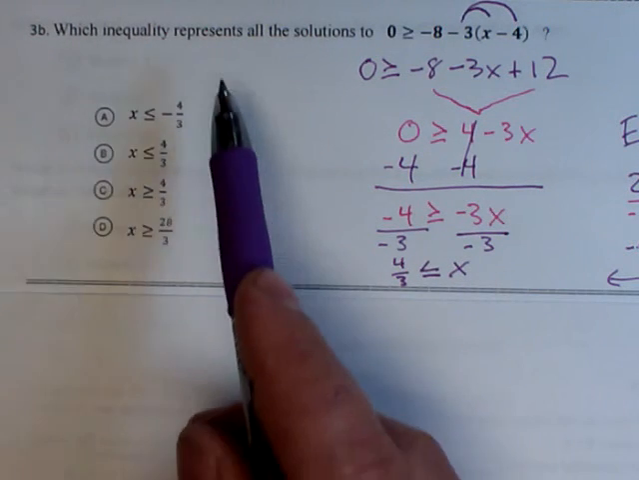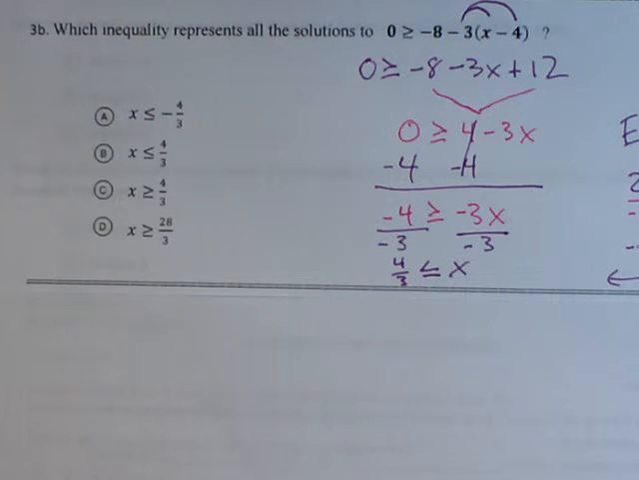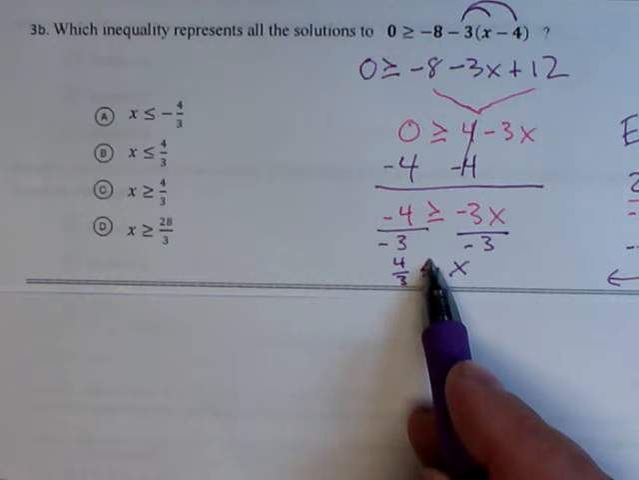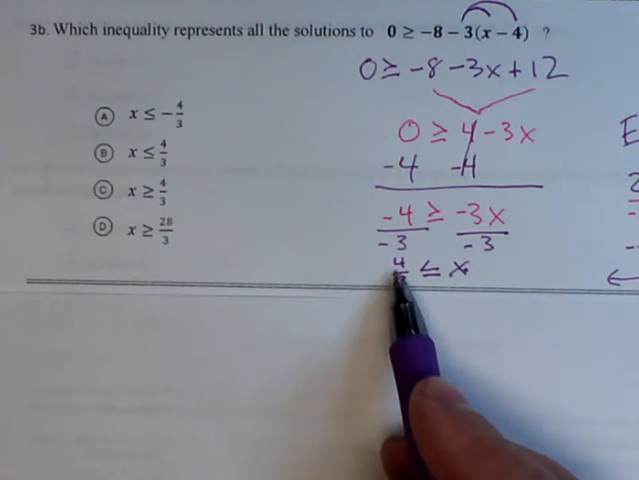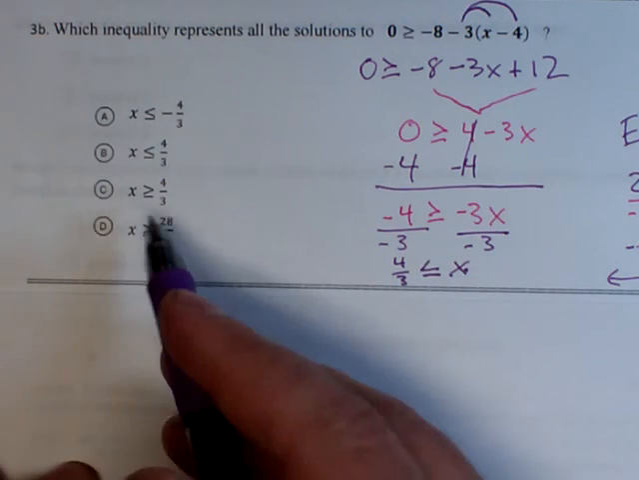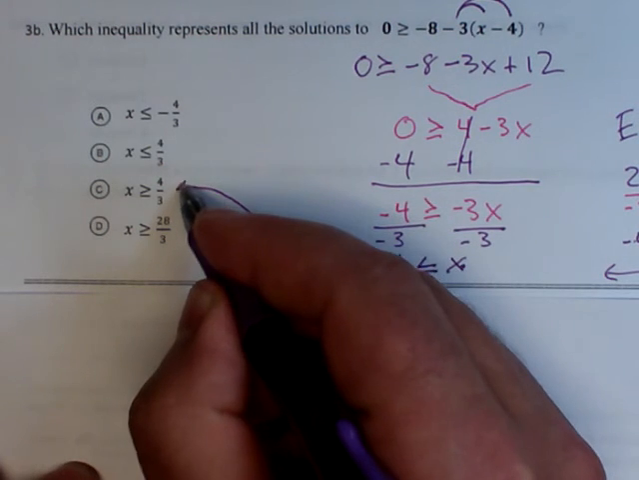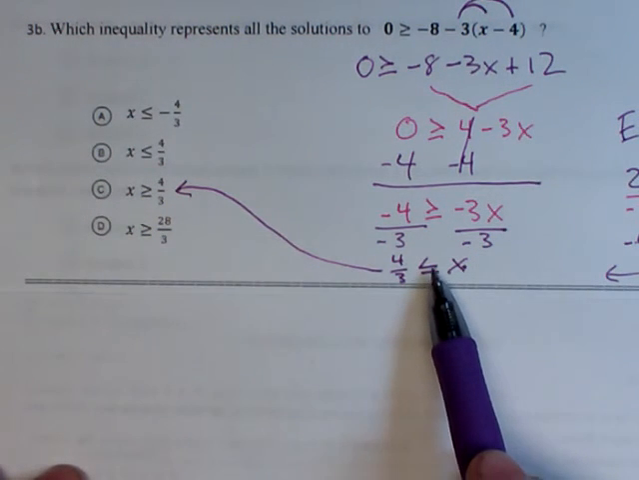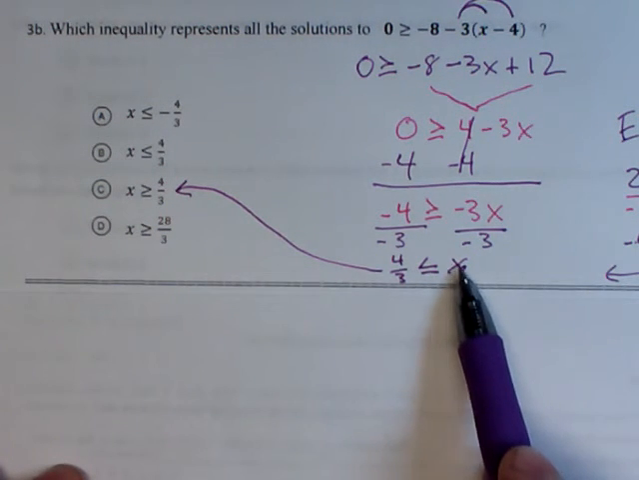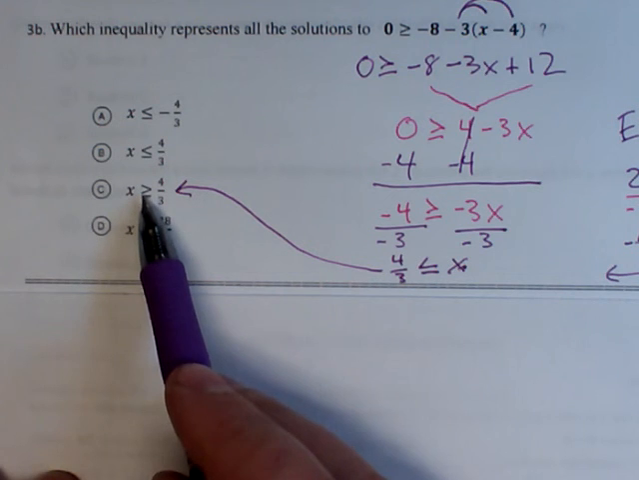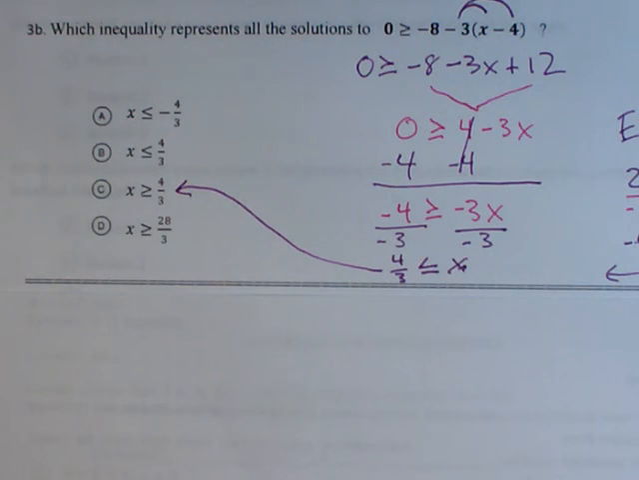Notice that all of these are written with the x on the left side, so that's fine. We just know that the greater than or equal, the alligator is going to eat the x, not the 4 over 3. So if we look here, that's this one right here. Even though it looks like it's backwards, notice that the bigger side is pointing towards the x. Okay, so the correct answer here is C.